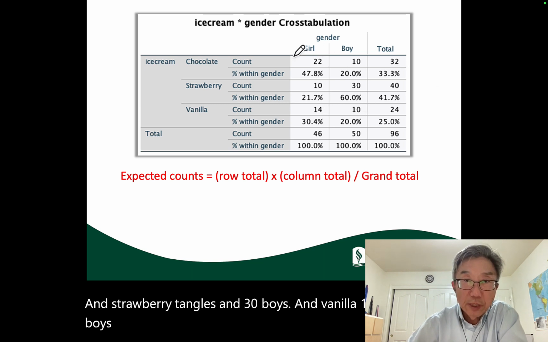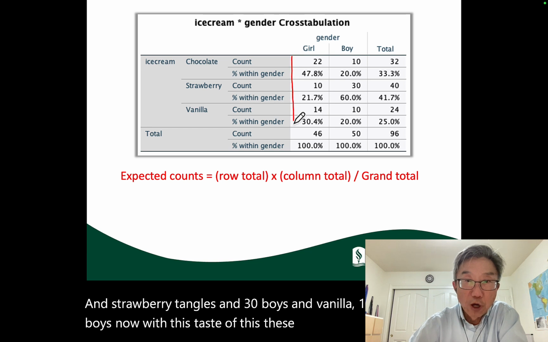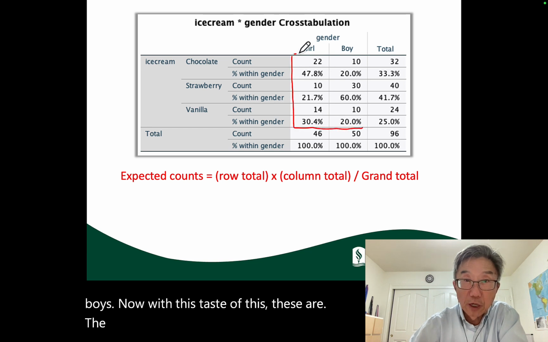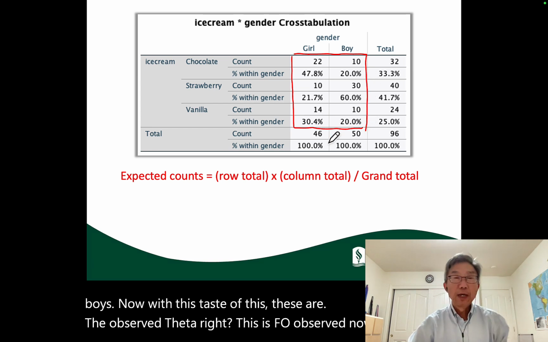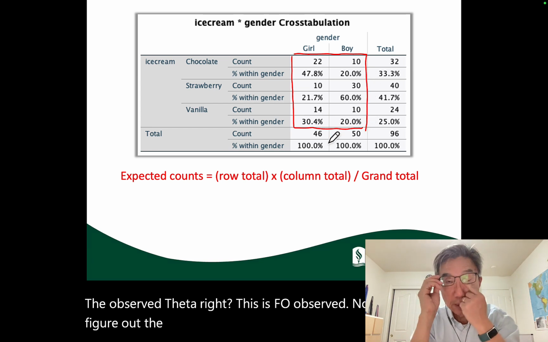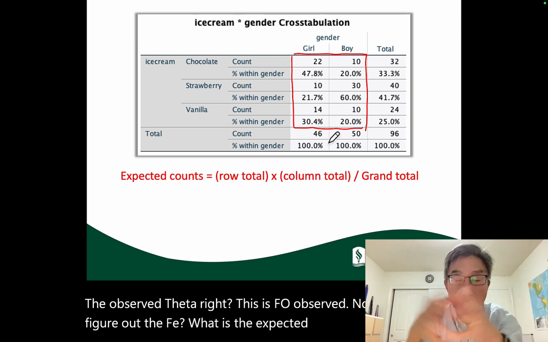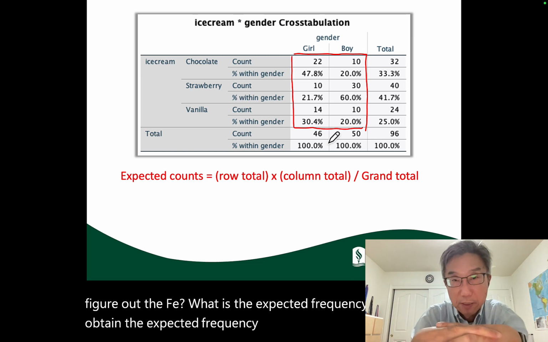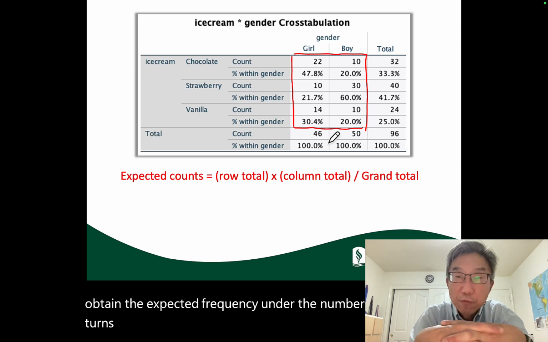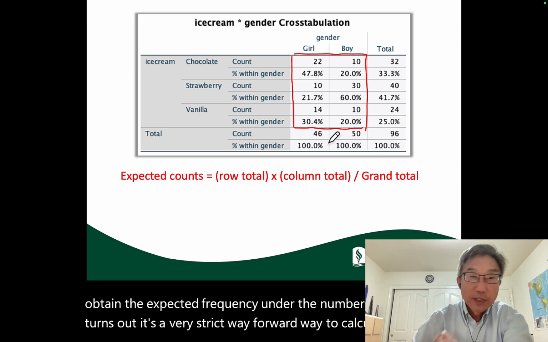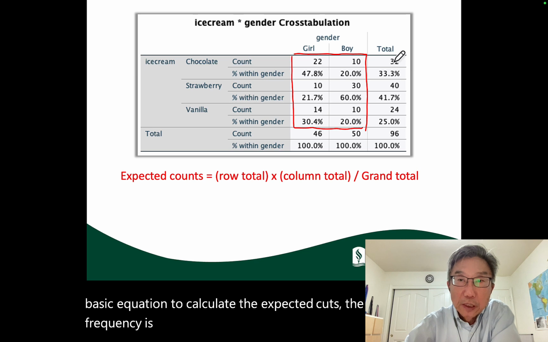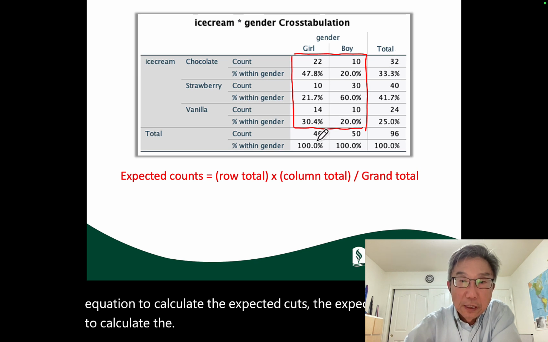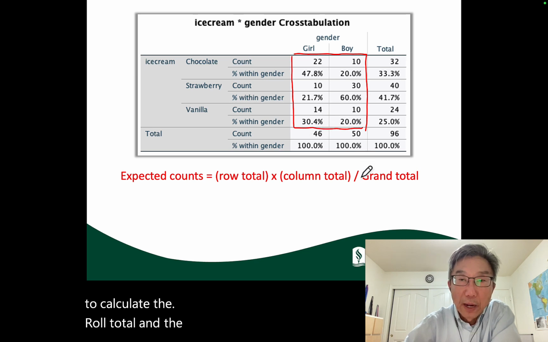Now, in this case, these are the observed data, right? This is FO, observed. Now, how do we figure out the FE? How do we obtain the expected frequency under the null hypothesis? It turns out it's a very straightforward way to calculate that. The basic equation to calculate the expected counts, the expected frequency, is to calculate the row total, the column total, and the grand total.